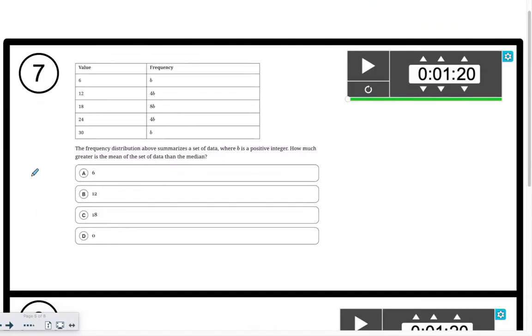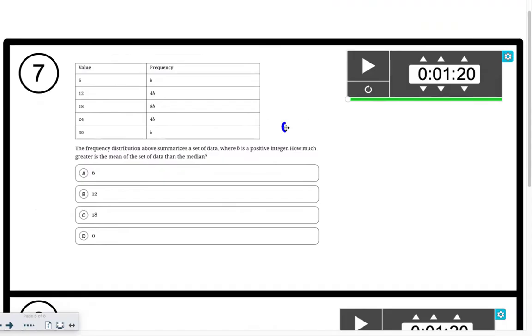All right. So the frequency distribution above summarizes the data. B we don't know, but we do know it's a positive integer. How much greater is the mean of the set than the median? Here's how we're going to do this. The way we find the mean is you multiply the frequency by the value for all of them, add them, and then divide by the total.